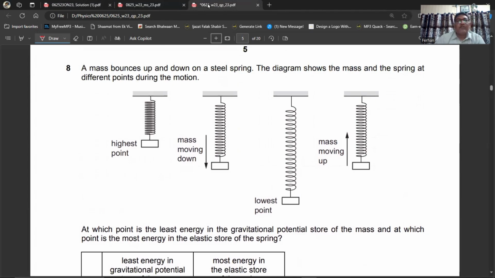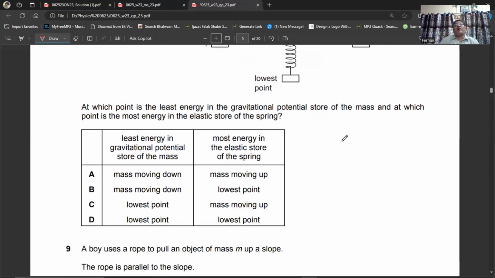Question number 8 is showing up on your screen. A mass bounces up and down on a steel spring. The diagram shows the mass and the spring at different points during the motion. So that spring is moving up and down. So this is the highest point, mass moving downward, lowest point, mass moving upward.